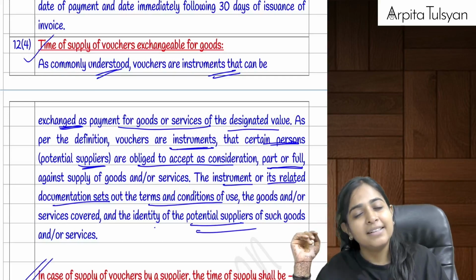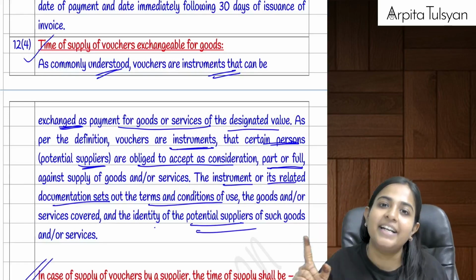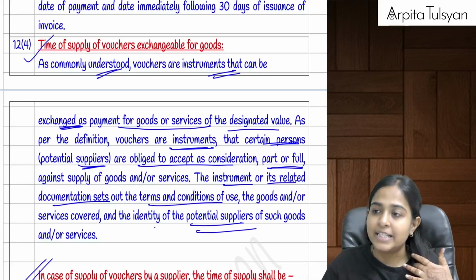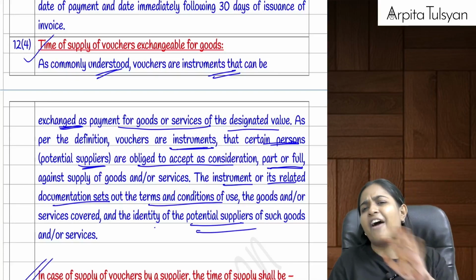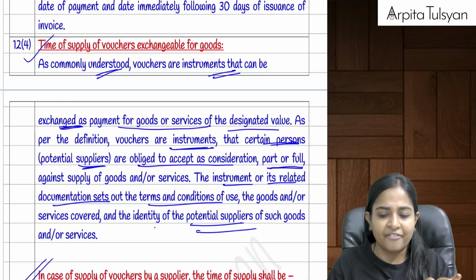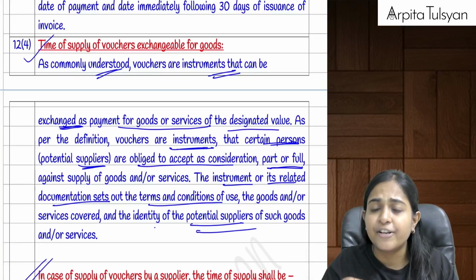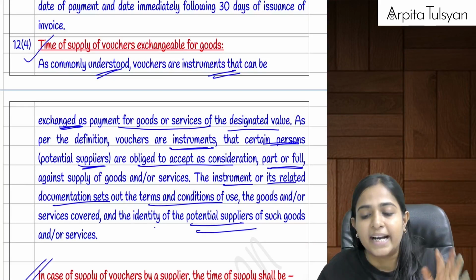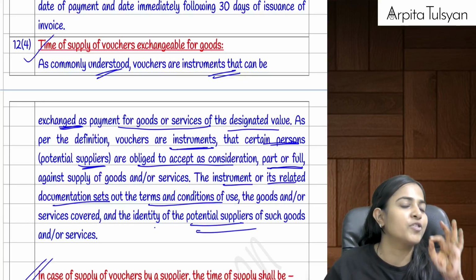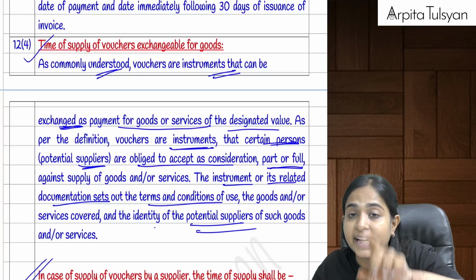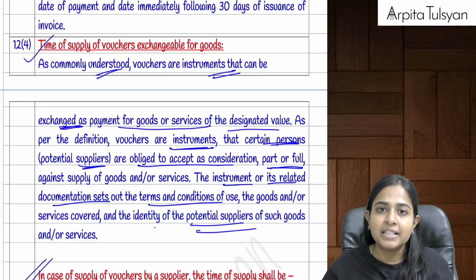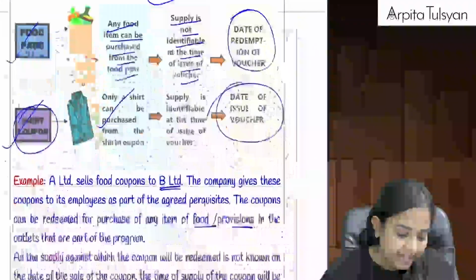Whenever the voucher is going to be redeemed, at that time the time of supply will get attracted. Are you clear with this? So to sum it up, if it is clearly identifiable at the time of issue of voucher, time of supply will be the date of issue. If it is not identifiable at the time of issue of voucher, then the time of supply is going to be the date of redemption of the voucher. Very clear with this?